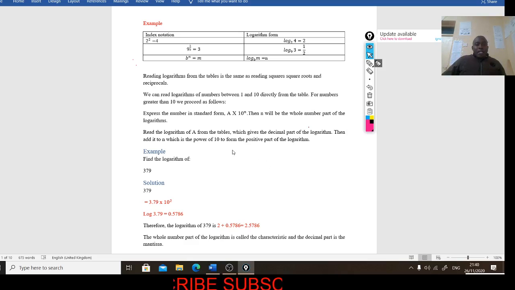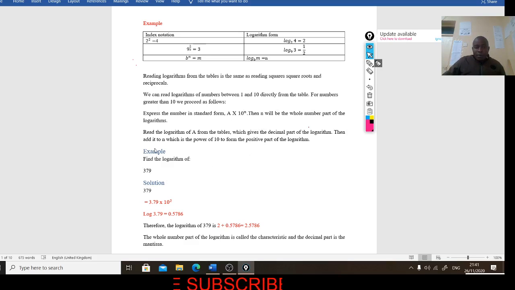For numbers that are greater than 10, we proceed by writing the number in standard form, a times 10 to the power of n, whereby n will be the whole number part of the logarithm. So the n that you get becomes part of the logarithm that you are going to write down, so the log of that number becomes n point something. Then you read from the table.